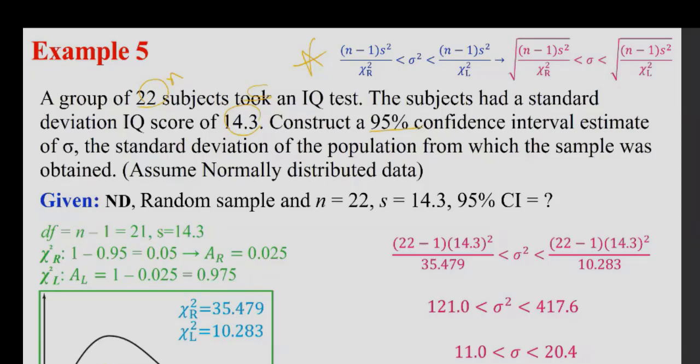So, what does it mean? It's important to be able to verbalize it. We are 95% confident that the true standard deviation for the population is somewhere between the two. Here's another way of writing it. Based on this result, we are 95% confident that the limits 11.0 and 20.4 contain the true value of sigma, or the population standard deviation.